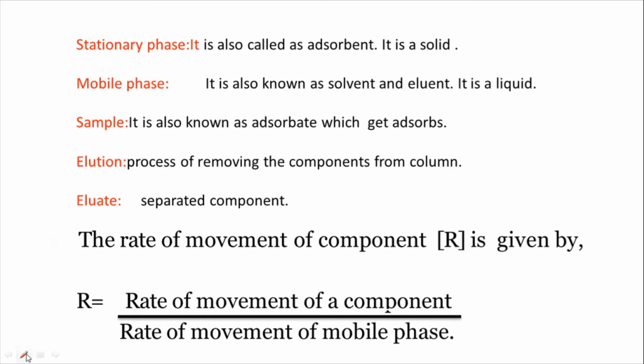This is the key word we routinely use in column chromatography. The famous words are stationary phase, mobile phase, and sample, which you know very well. These two words are used exclusively for column chromatography, especially elution and eluate and eluent. Elution is a process, eluent is a solvent which carries the eluate. Eluate is the sample molecule.